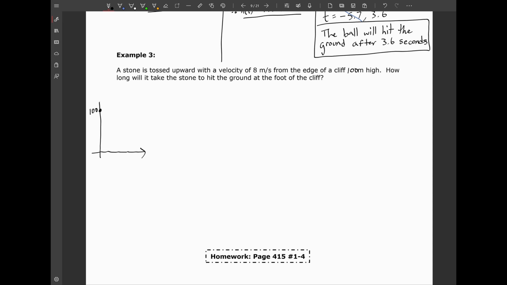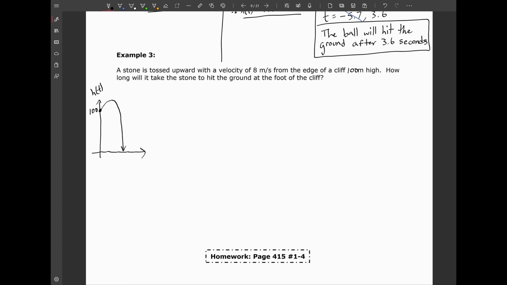And we're tossing it up this time. So it's a little different. We have to deal with it a little differently. We're tossing it up and then it's going to come back down. Obviously, unless it's somehow magic, in which case calculus probably doesn't apply. So we're tossing it up with an initial velocity of 8 meters per second. Okay? We want to know when does it hit the ground.